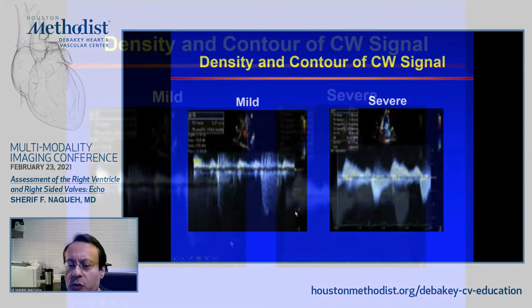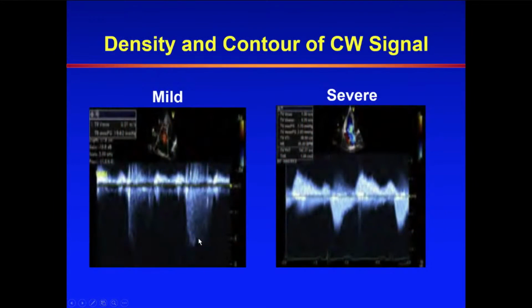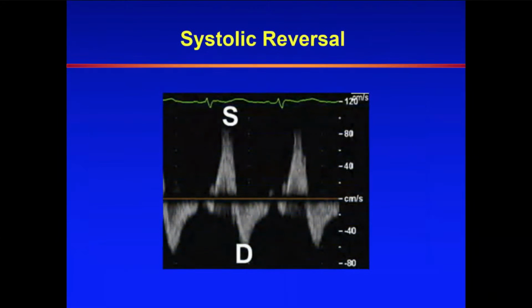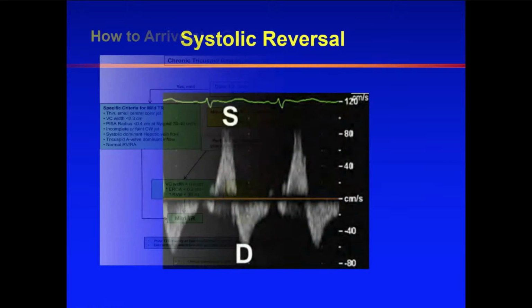And for continuous wave Doppler, we want to look at the brightness of the signal and the shape of the signal. This is a faint signal from mild TR. This is an intense signal, almost the same brightness as the tricuspid inflow in diastole. And notice the early peaking, reflecting the rapid rise in the RA pressure and the rapid dissipation in the RV-RA pressure gradient during systole. Hepatic vein flow and systolic reversal, we covered that, similar to the systolic reversal that you record in the pulmonary veins.